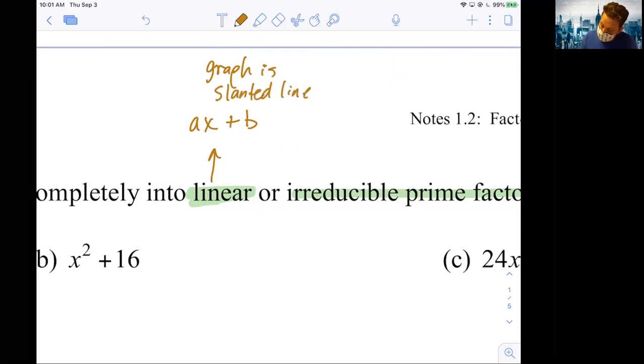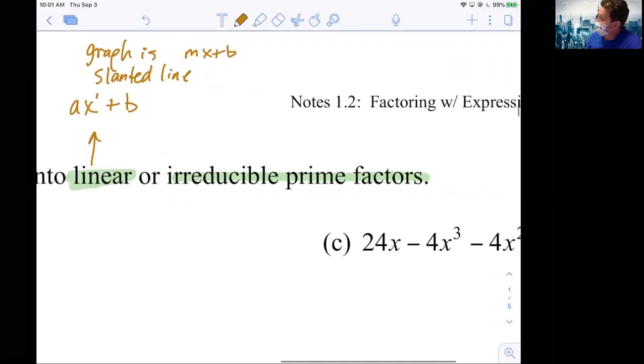Y'all probably remember it better as mx plus b instead of ax plus b, where m is the slope, b is the y-intercept, same thing. So a linear factor is always an x to the first. That's how you can spot it when it's not graphed. It's an ax to the first. The b could be 0, the a cannot. Okay, so it could be just 1, but it's an x to the first.